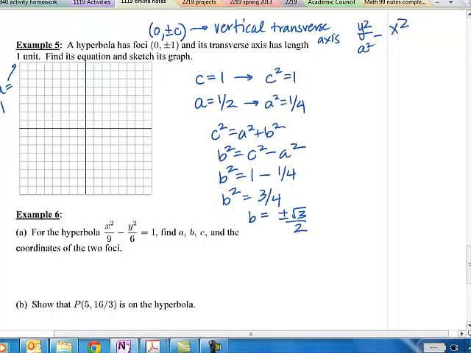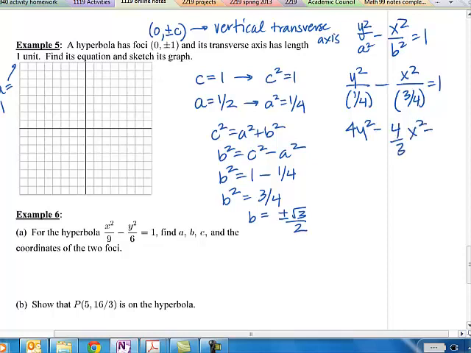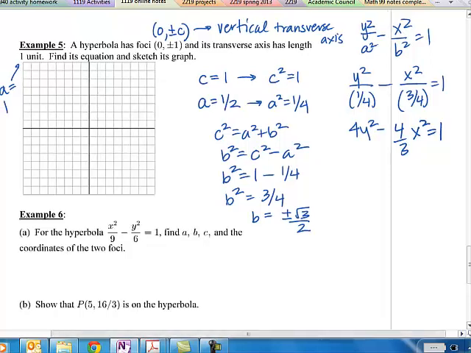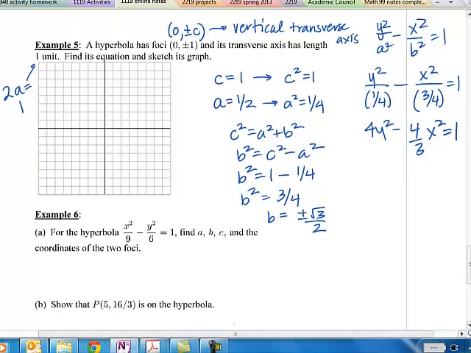So y squared over a squared minus x squared over b squared equals 1 is our general form. So what we want here is y squared divided by 1/4 minus x squared divided by 3/4 equals 1. Let's make that look nicer: 4y squared minus 4/3 x squared equals 1, so we don't have complex fractions. There's the equation, and then the graph.